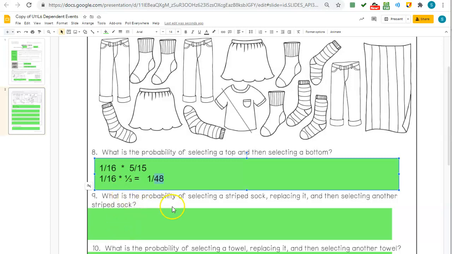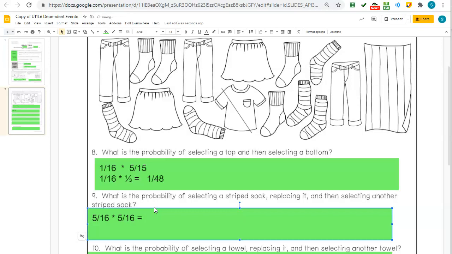Alright, what is the probability of selecting a striped sock, replacing it, then selecting another striped sock? Note that we're replacing it, so this is the independent case this time. So we have 1, 2, 3, 4, 5 socks. So it's 5 out of 16 times 5 out of 16. The probability did not change because we put the sock back.